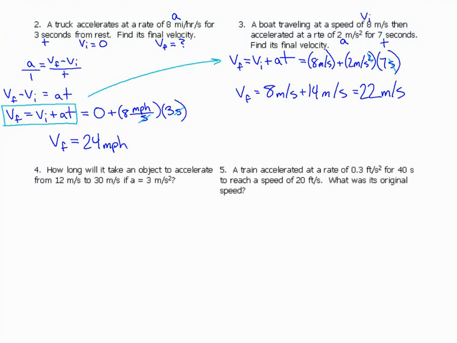Number 4, how long will it take an object to accelerate from 12 meters per second to 30 meters per second if a equals 3 meters per second squared? So this question is asking how long. We're looking for time. To accelerate from 12 meters per second, initial velocity, to 30 meters per second, final velocity, if a equals 3 meters per second squared.